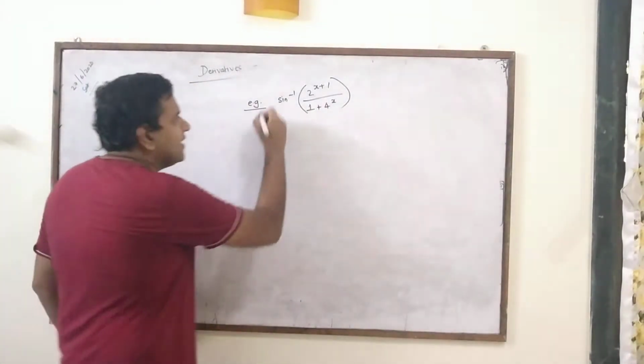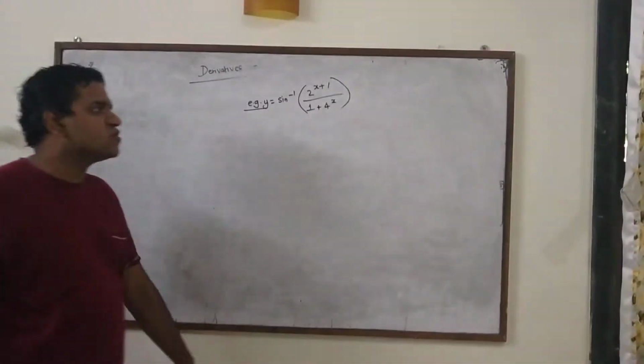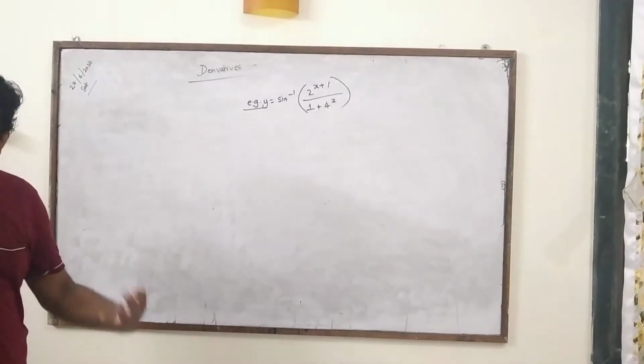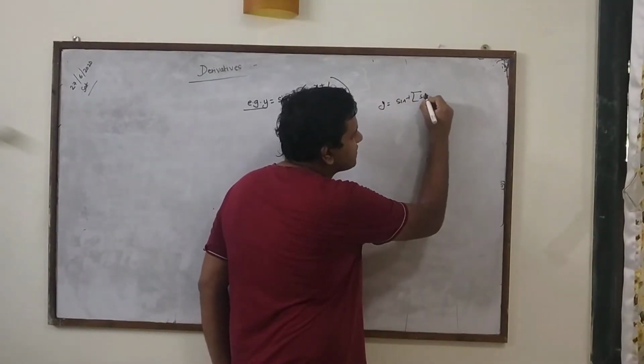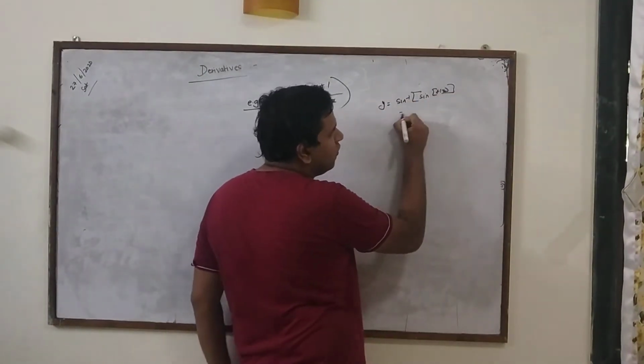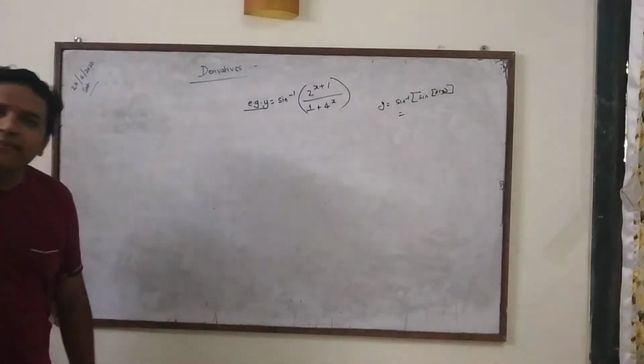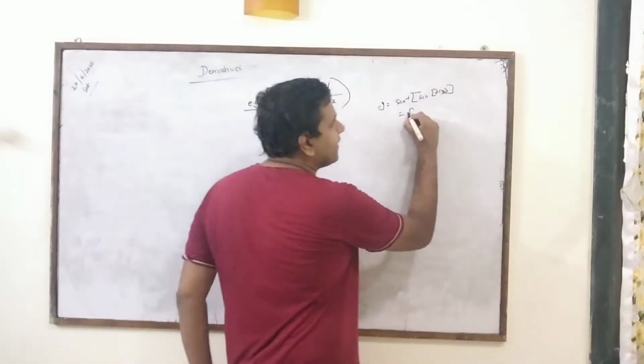So y is equal to sine inverse of 2x plus 1 upon 1 plus 4x. As per the tradition, I want to express y as sine inverse of sine of some function, because I know the inverse trigonometric function of the same trigonometric function of some expression is that expression itself.